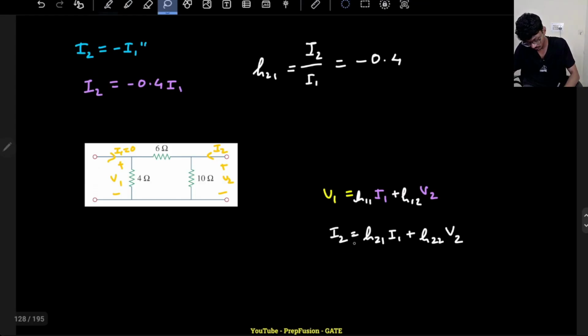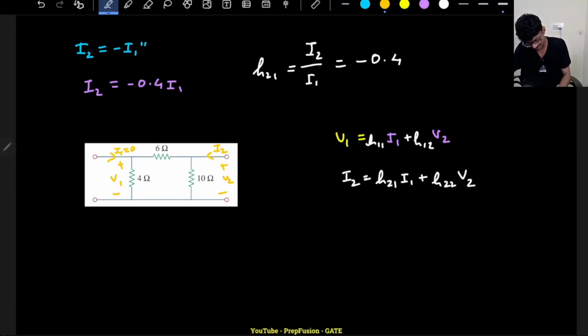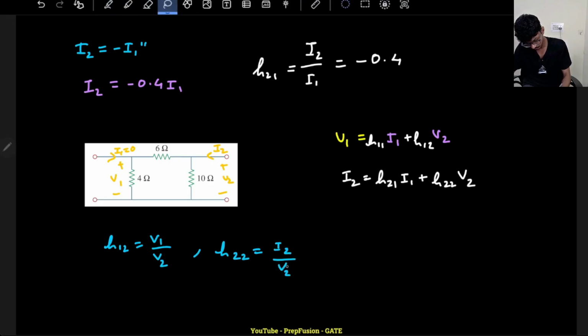Okay, so I1 is 0. Now mainly I am interested in H12, that is V1 over V2, and H22, that is I2 over V2. So what is my H12? It is V1 over V2, right? So this voltage is V1, and my I2 is 0.